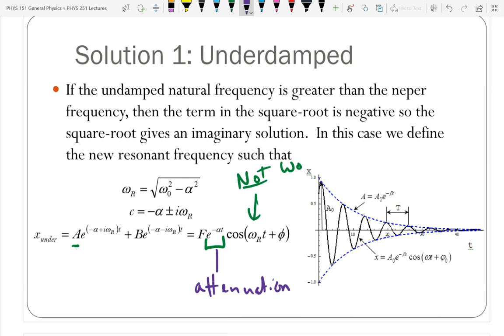So e to the minus alpha t, as time gets bigger, e to the minus alpha t is approaching 0, so the amplitude is dropping in time. And that alpha is telling us how quickly the amplitude is dropping. And so the alpha, the Neper frequency of the attenuation, has a very real outcome. The bigger alpha is, the faster it's going to attenuate.